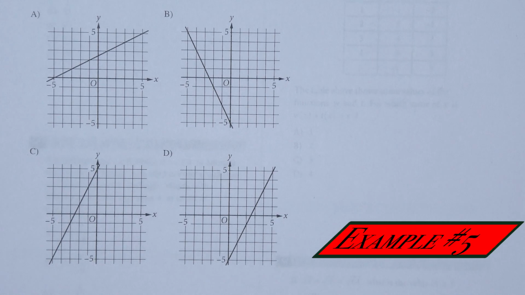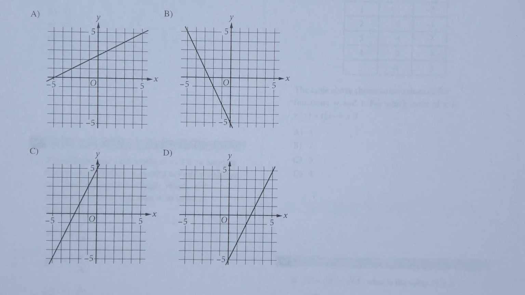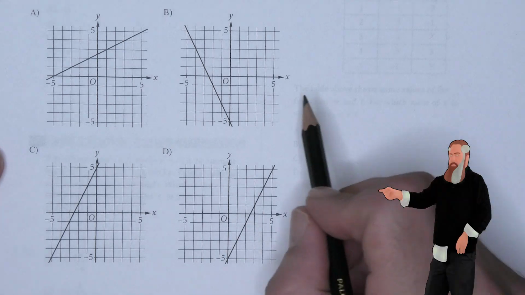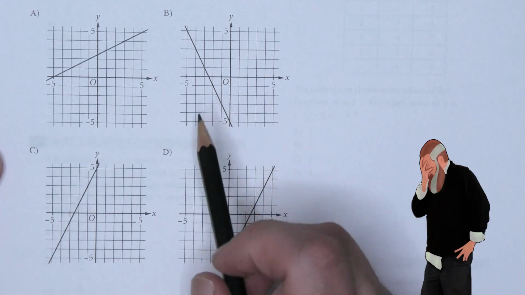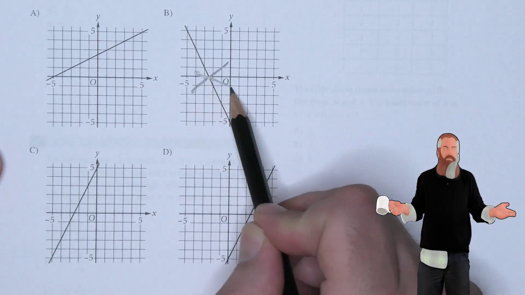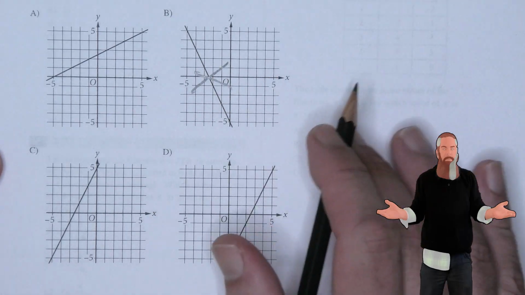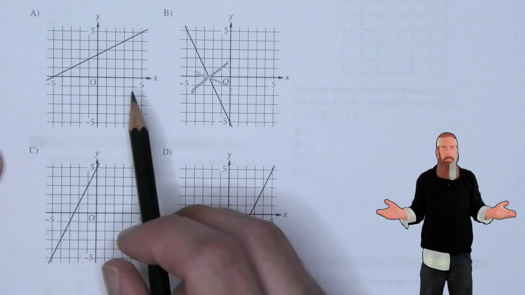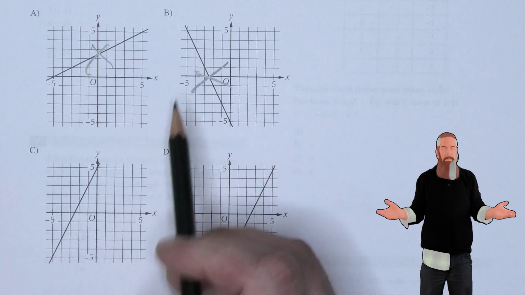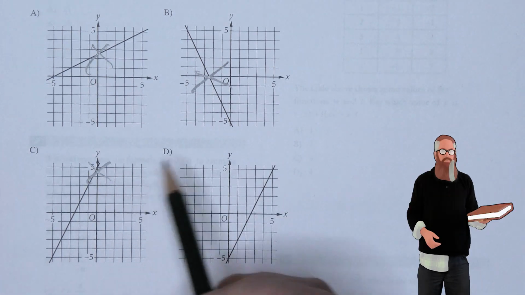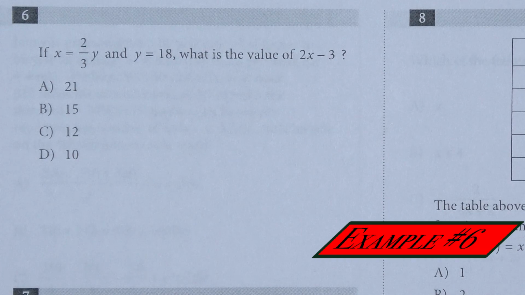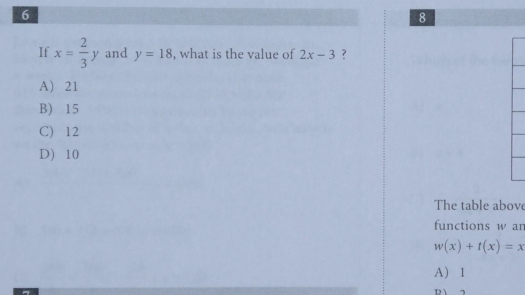Which of the following is the graph of the equation y is equal to 2x minus 5? The key here is that we're dealing with 2x. That is a positive slope. Now, that means that it can't be this as being negative, so that goes away right away. The minus 5 means the y-intercept must be a negative number, so that goes away and that goes away, leaving D as the answer.